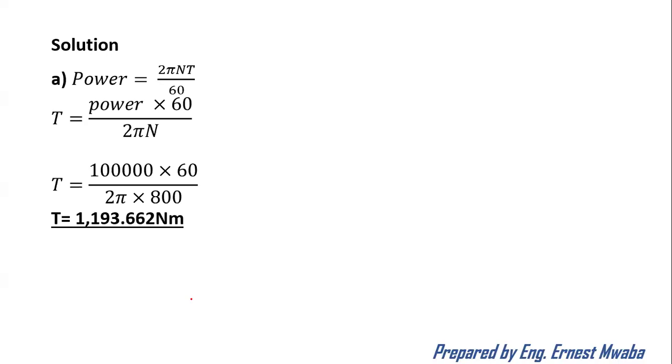Again, power is 2 pi nT over 60. If you make T the subject, you have power times 60 divided by 2 pi n. Then all you do is just substitute from here, and you have your answer here.